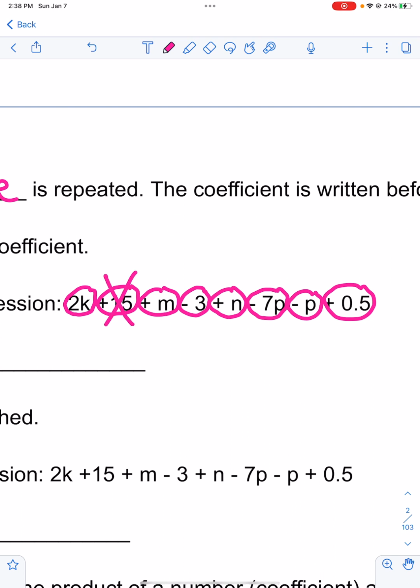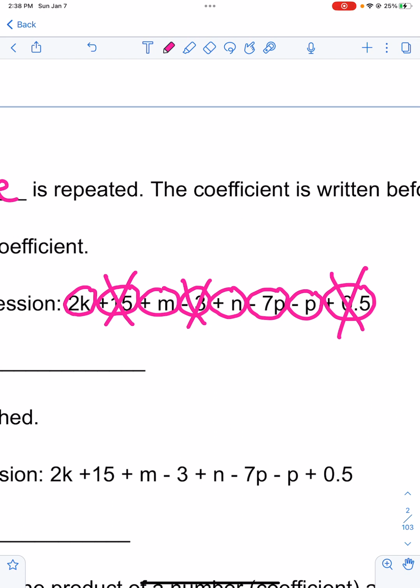So 15's got to go. -3's got to go. 0.5's got to go. All right. Part of our definition was that every variable has a coefficient. So what we're going to do now is look at each of these bubbles, and each one of these has to have a coefficient. If you think that you're good to go now in listing out the coefficients, pause the video and try it on your own. If you're still not sure, keep watching.